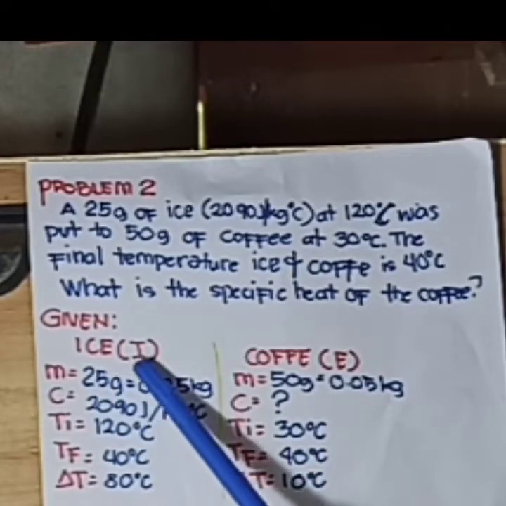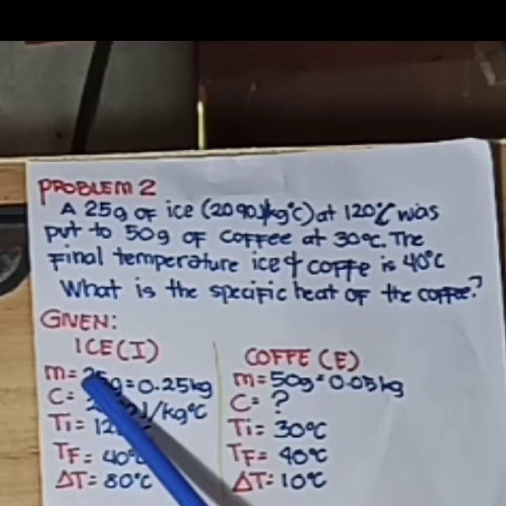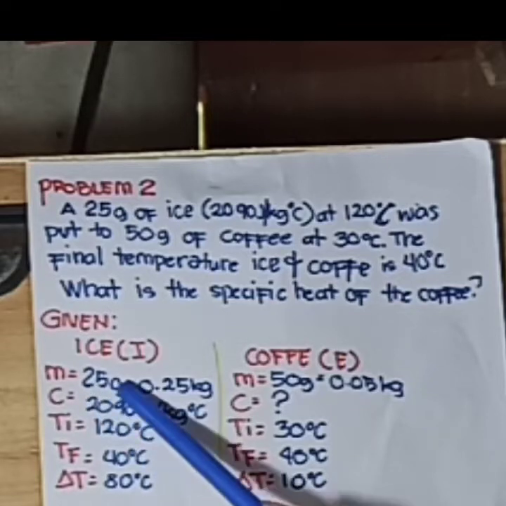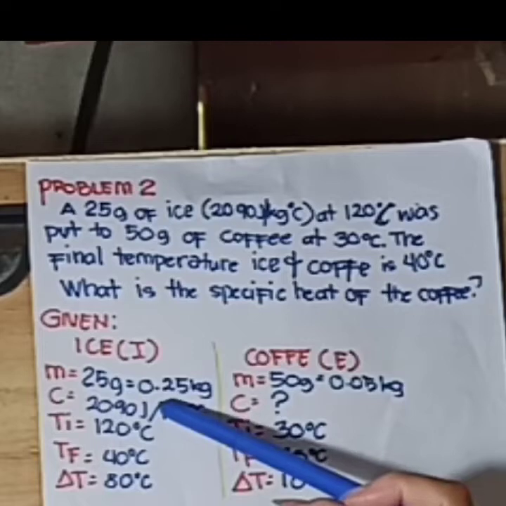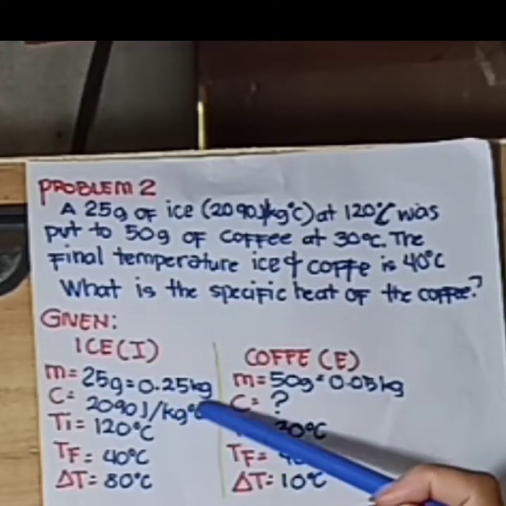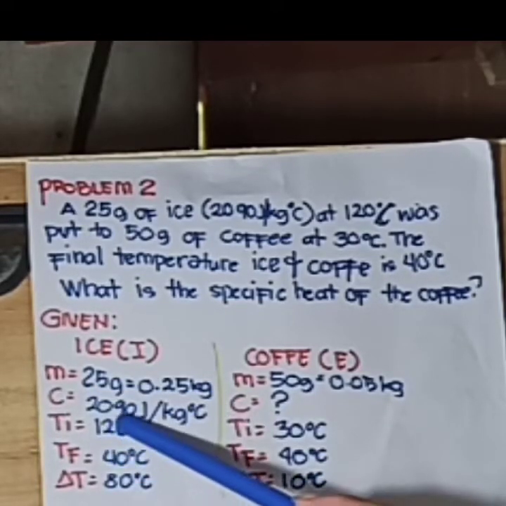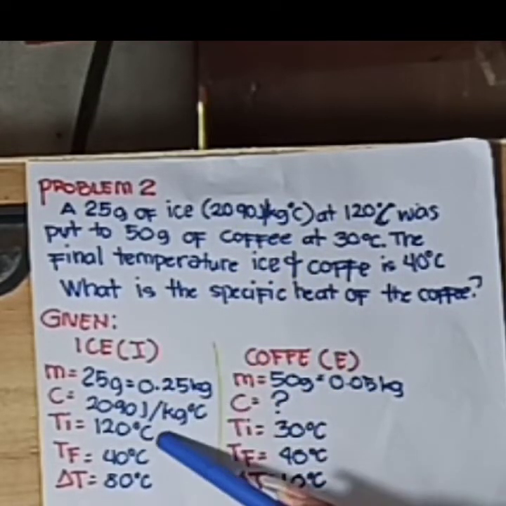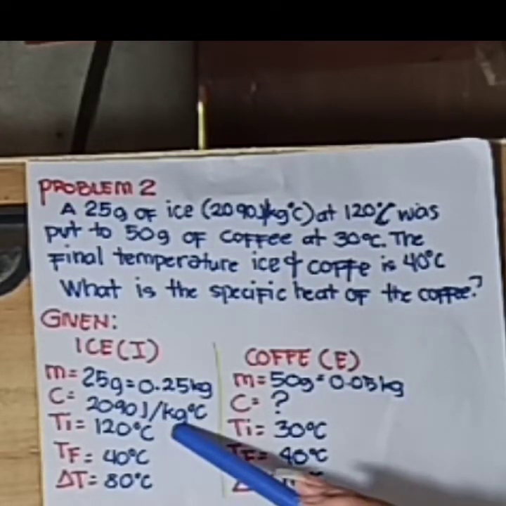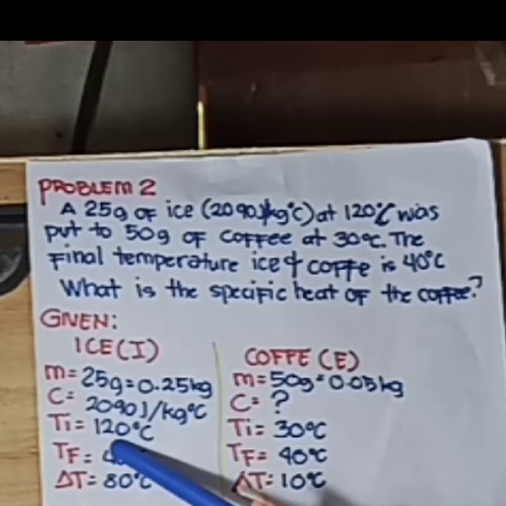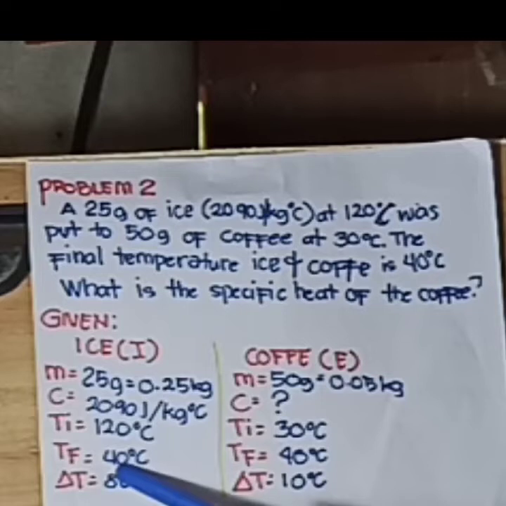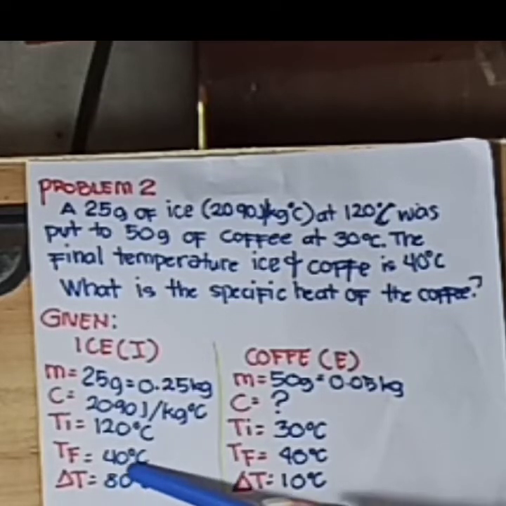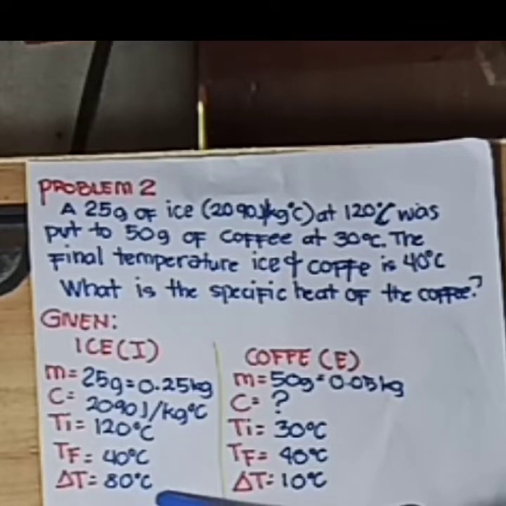We have the ice, and we put a big I. The mass is 25 grams, and we converted it into kilograms, which is 0.025 kilograms. The specific heat is 2,090 joules per kilogram degrees Celsius, the initial temperature is 120 degrees Celsius, and the final temperature is 40 degrees Celsius.